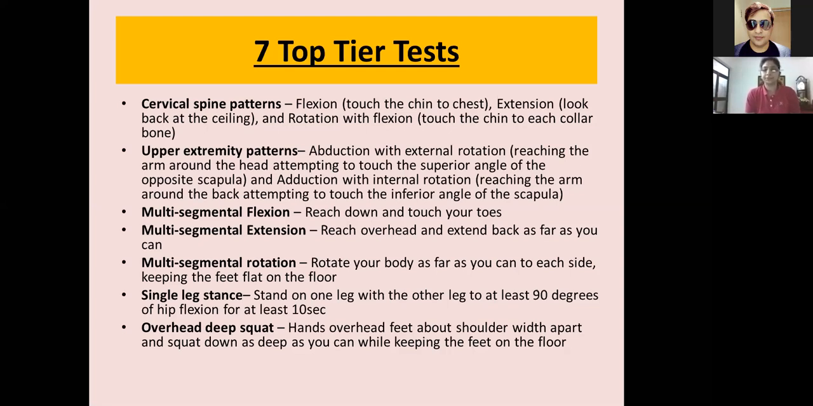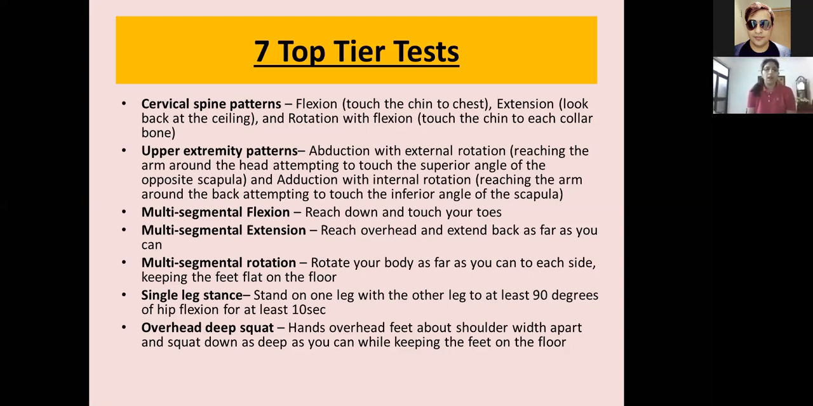Multi-segmental extension. Reach overhead and extend your back as far as possible. In this we see that when we are bending backward, our ASIS shifts forward over your toes. It is not fixed, and you are bending from the upper line. Your lower line is fixed. So the ASIS should come forward. Okay.